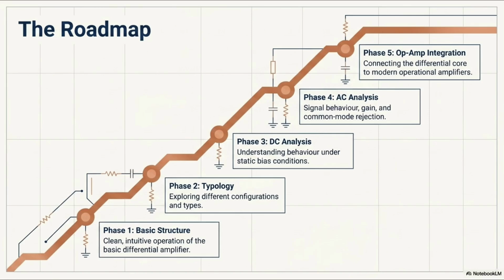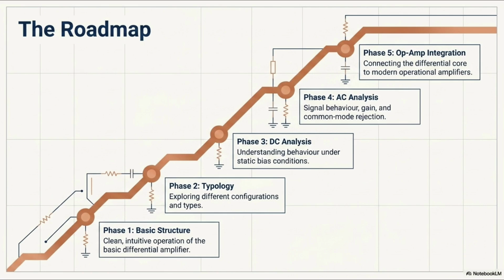What will this playlist cover? In this new playlist, we will move in a very systematic way. First, we will understand the basic differential amplifier. Then we will study the different types of differential amplifier. After that, we will go into DC analysis, where we see how the differential circuits behave under bias conditions. Then we will move to AC analysis, where we study signal behavior, gain, and common mode rejection. Finally, we will connect everything to the operational amplifier so that the op-amp becomes much easier to understand. So this is where our new journey begins.